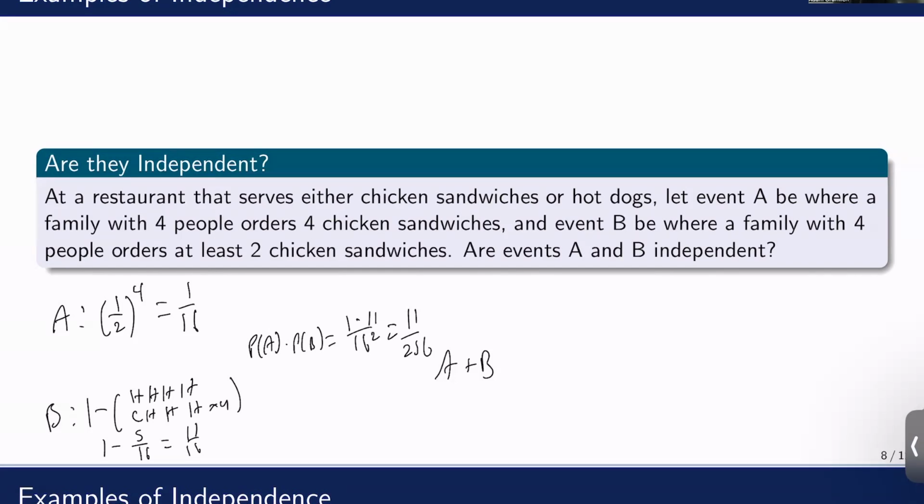Well, that's going to be 1/16, because there's only one event where it has all 4 and at least 2. Now, are these 2 the same? No. Therefore, these are not independent.